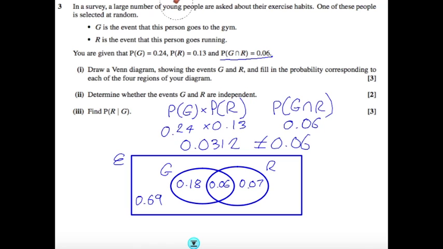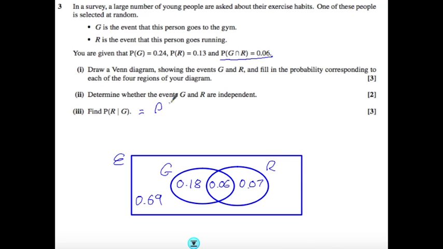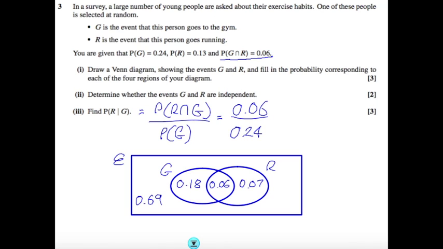Now there's a couple of ways of doing this. You can use the formula for conditional probability. So you might know that's the probability of R and G over the probability of G. So that would give you 0.06, which we're given, over 0.24. So that would be a quarter.